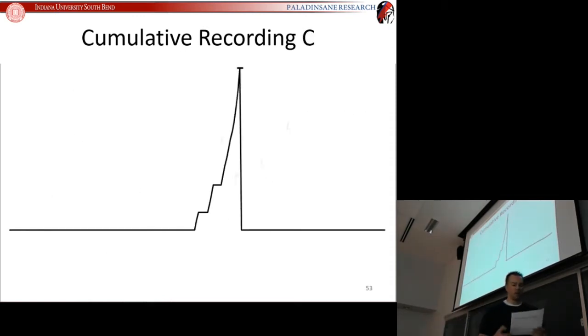All right, cumulative recorder C, is that behavior 1 or behavior 2? So who thinks it's behavior 1? Behavior 2? All right, awesome.